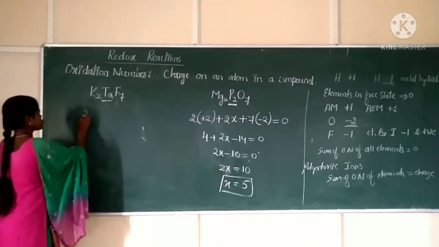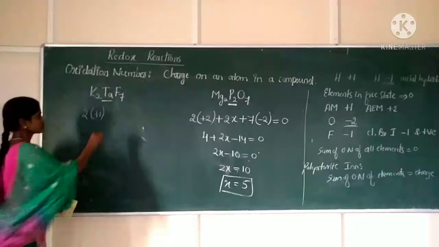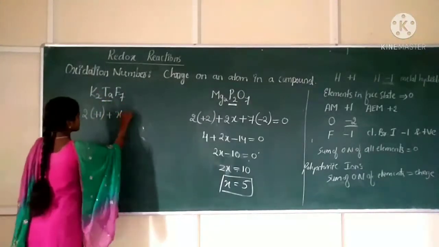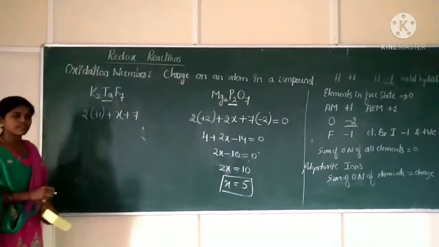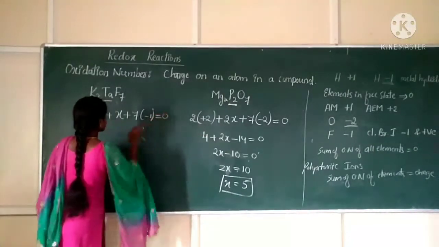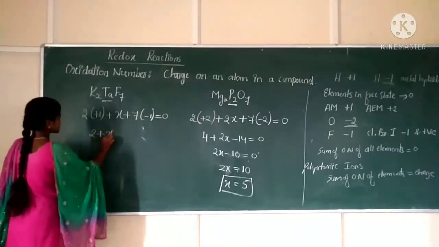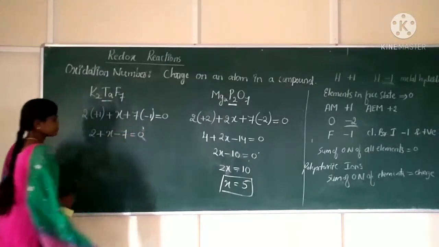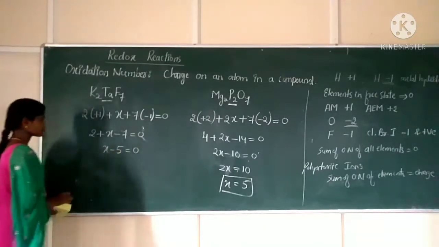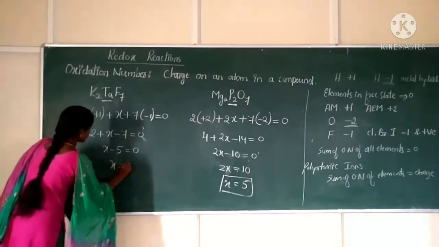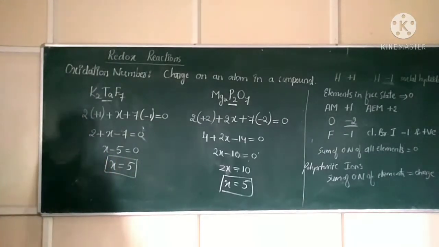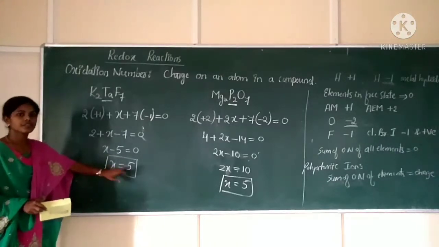2 potassium are there. 2 into plus 1, plus the oxidation state of tantalum, X, plus 7 fluorine atoms, so 7 into minus 1. Fluorine always has an oxidation state of minus 1. This equals 0. So 2 plus X minus 7 equals 0. X minus 5 equals 0. X equals 5. So the oxidation state of tantalum here is 5.